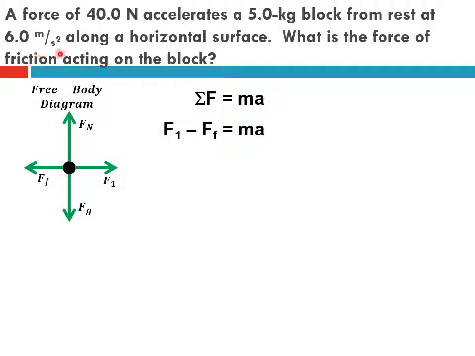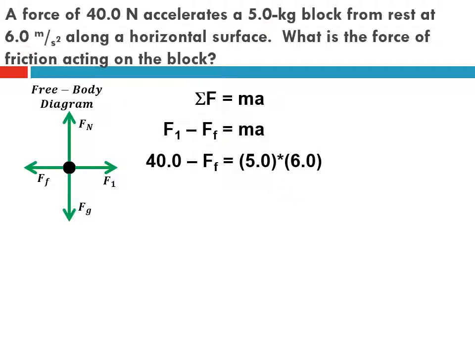Now we know the acceleration is going to be horizontally, so there's no acceleration vertically. So we can go ahead and plug in the information we know. First of all, we know that the force 1 that's applied forward is going to be 40 newtons. We know that the mass is going to be 5 kilograms as indicated in the problem here, and then the acceleration is 6 meters per second squared.